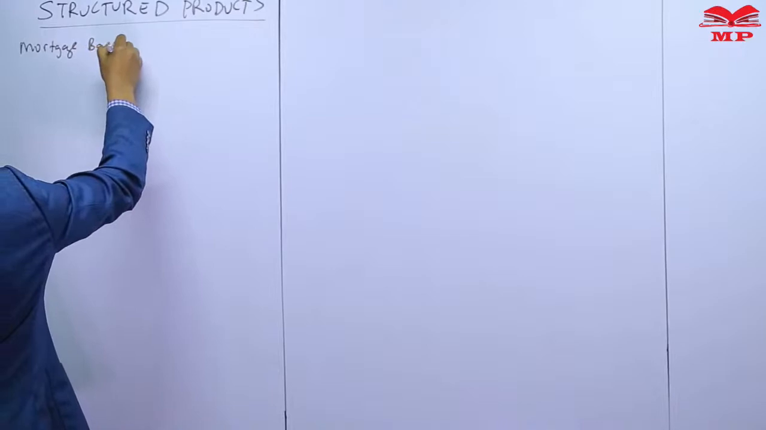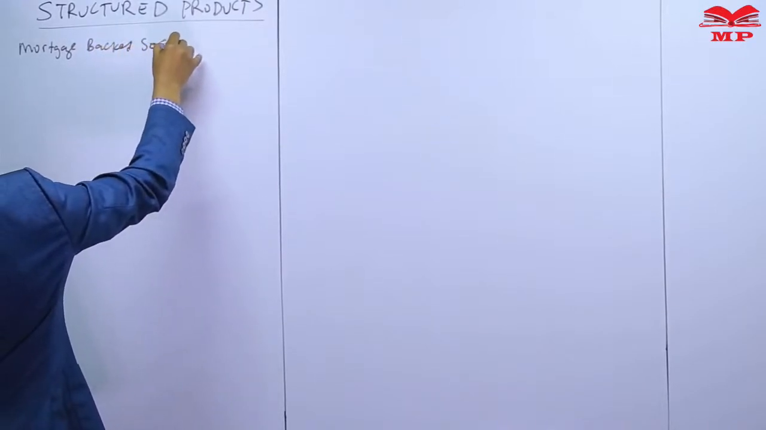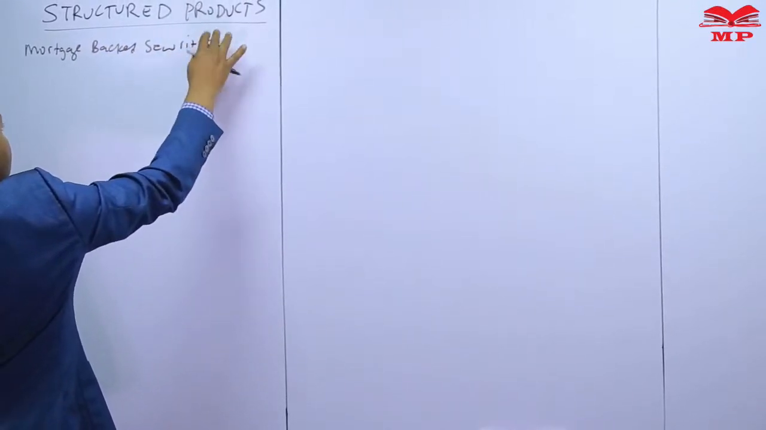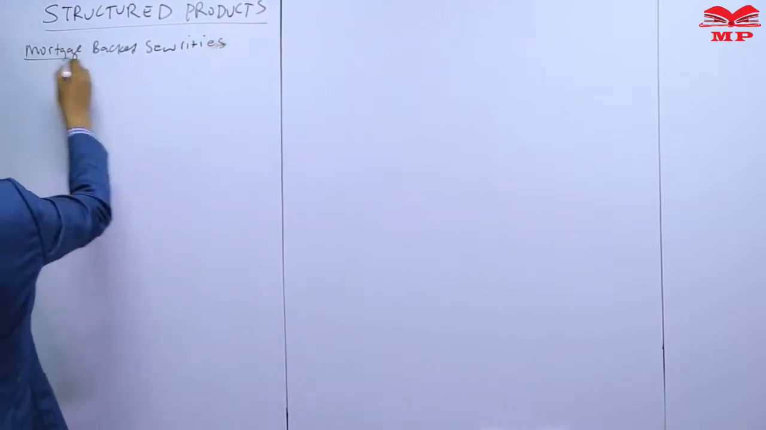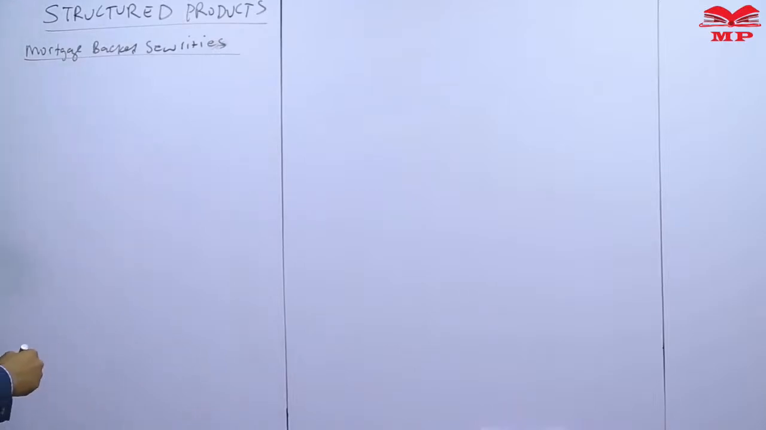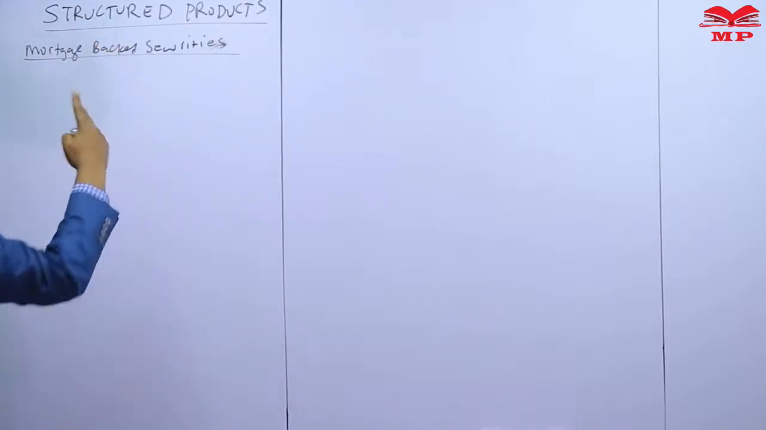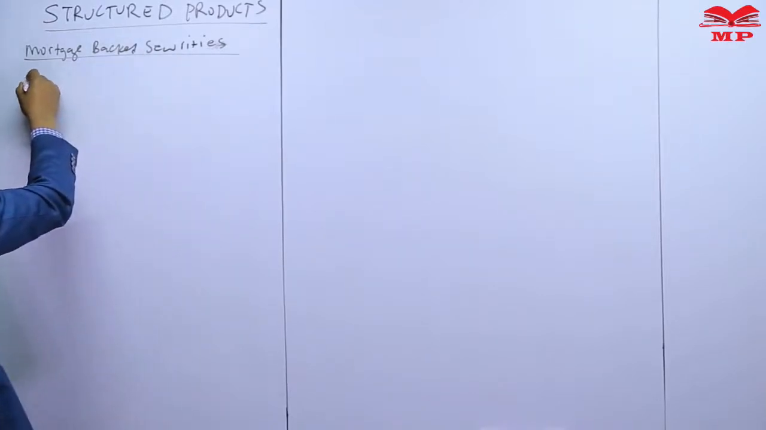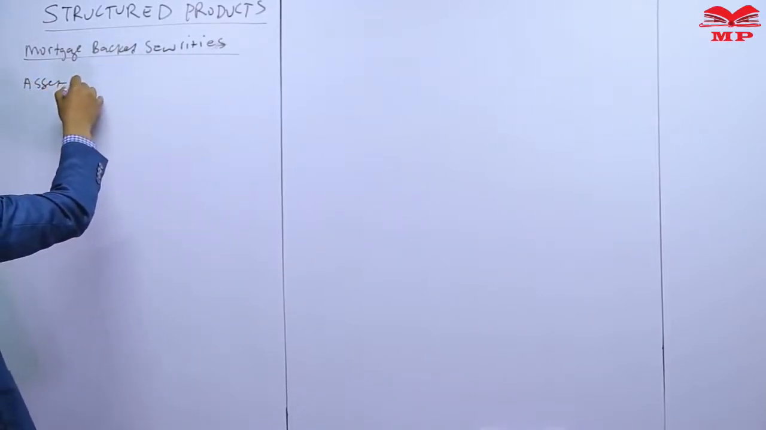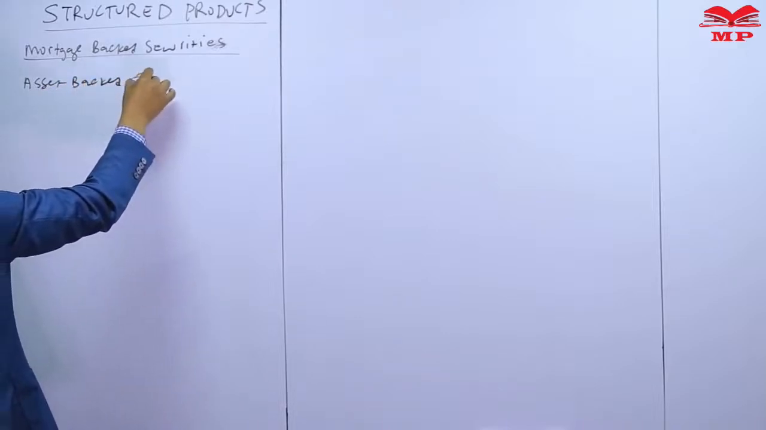Mortgage-backed securities. Now, under mortgage-backed securities, structured products has two categories. There is the mortgage-backed securities and there is the asset-backed securities.